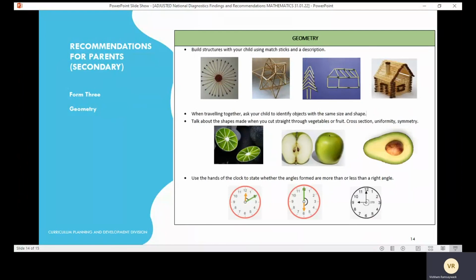Use the hands of the clock to state whether the angles formed are more than or less than a right angle. Find other examples around the home in which students would examine angles, for example, in the opening and closing of a door.